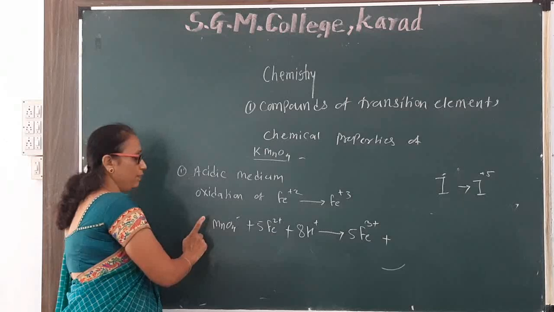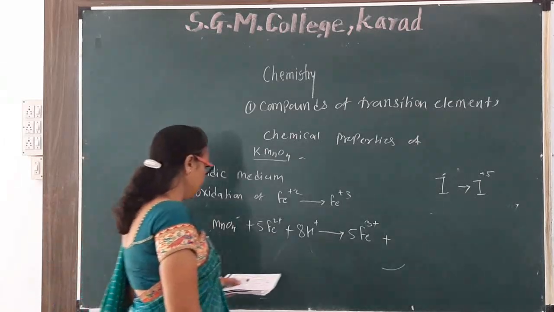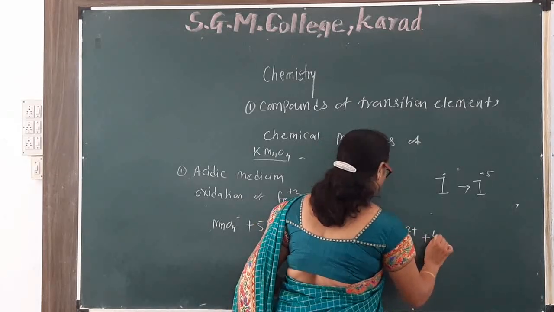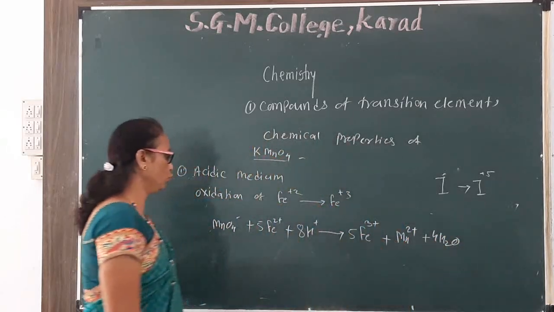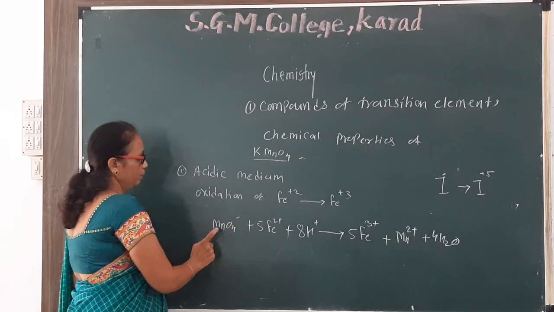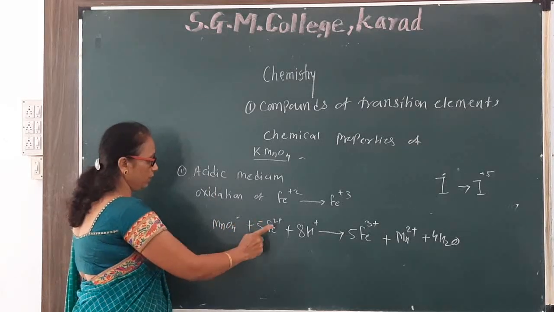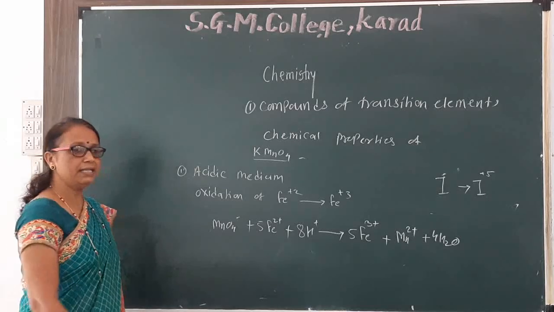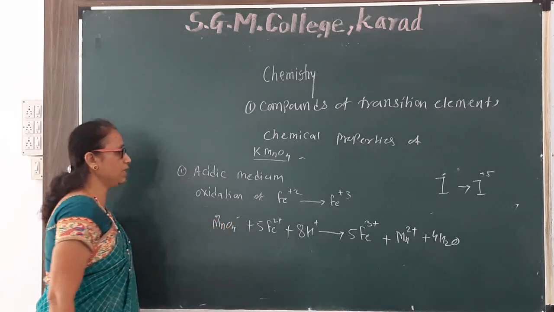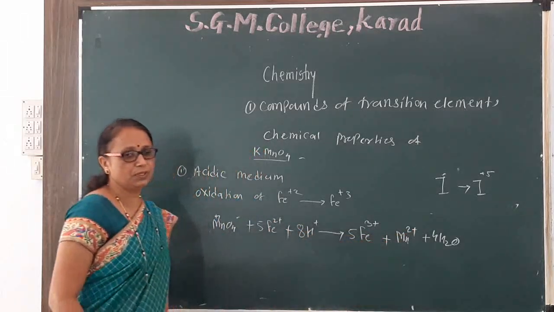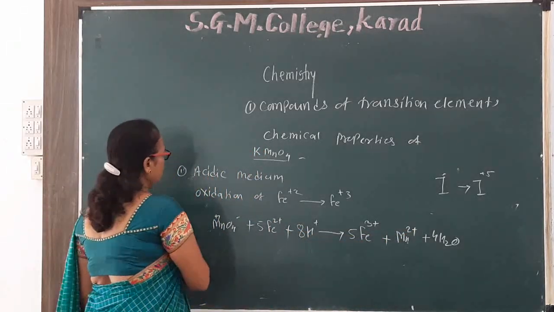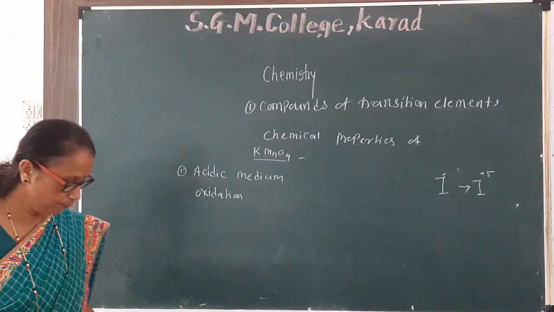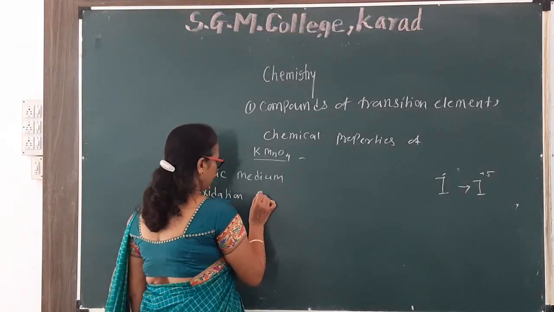In acidic medium, Mn+7 goes to Mn+2. Hence, there is formation of Mn2+ ions plus 4 H2O. The reaction should be balanced. When potassium permanganate or permanganate ion is treated with Fe2+ in acidic medium, Fe2+ gets oxidized to Fe3+, and manganese at oxidation state +7 is reduced to +2. And there is formation of water molecules also. This is the oxidation of iron Fe2+ to Fe3+, then oxidation of H2S.